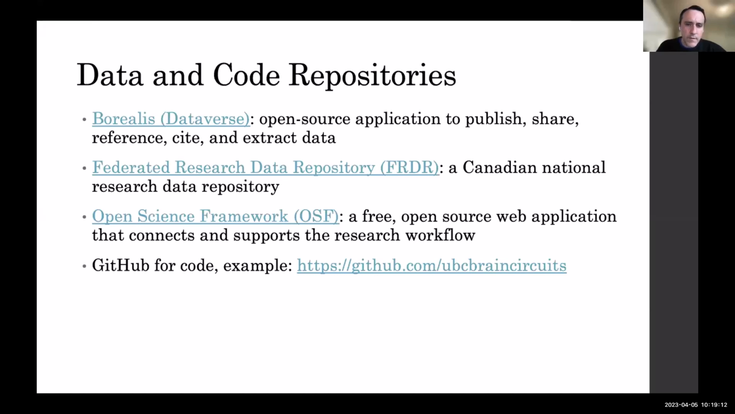For code, we tend to use GitHub. I've put the link here for the UBC Brain Circuits Group's GitHub organization. You can see the repositories there. It's quite handy for this to exist at the scale of a group of researchers or a lab, so that all the code ends up in one place. So new people, when they come in, can find it easily and start to work with it right away. So that is all I wanted to say about research data management.